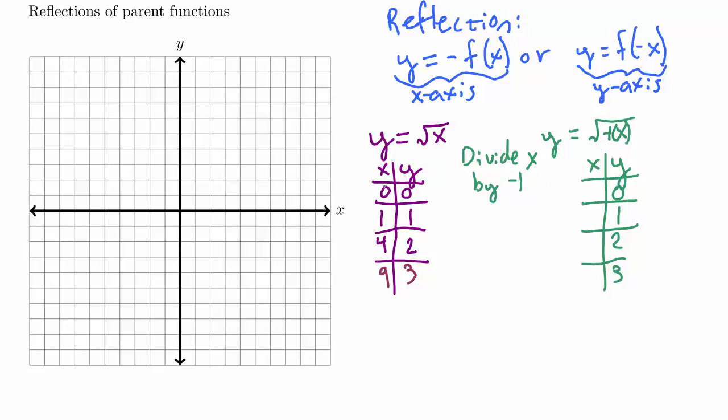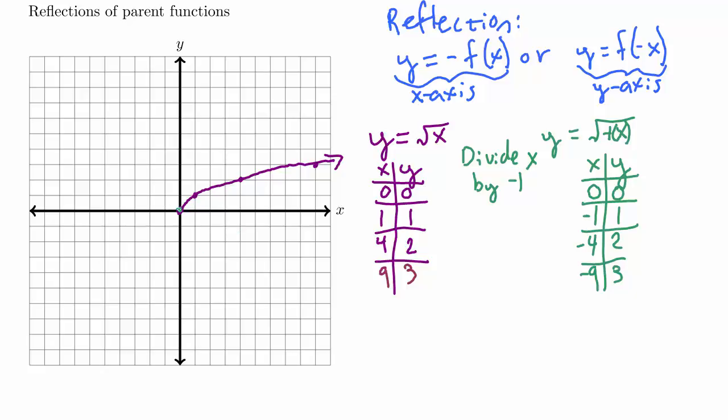Okay, that's better. So 0 divided by negative 1 is still just 0. 1 divided by negative 1 is negative 1. 4 divided by negative 1 is negative 4. And 9 divided by negative 1 is negative 9. Okay, so I'm going to graph both graphs here. The first thing I'm going to graph is y equals the square root of x. So it was 0, 0, 1, 1, 4, 2, and 9, 3. There it is. And now I'm going to graph the other one.